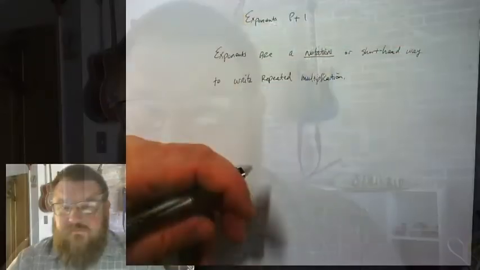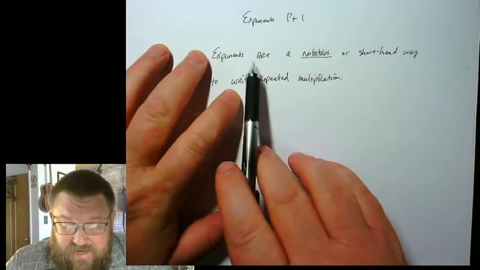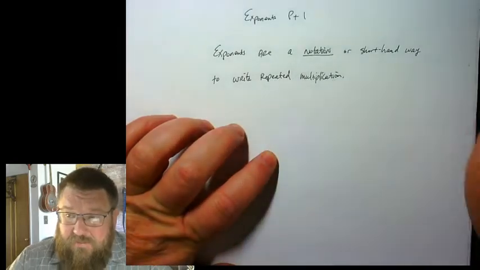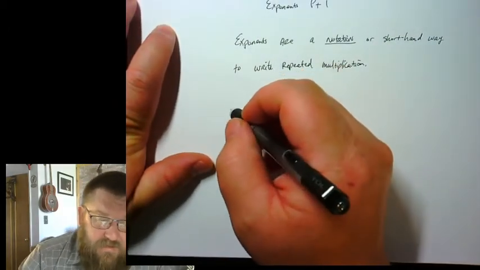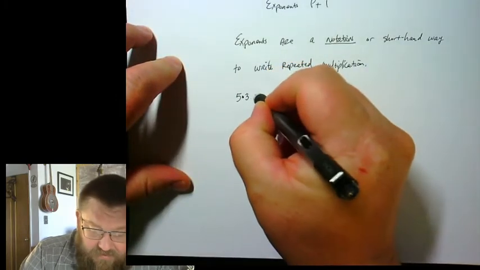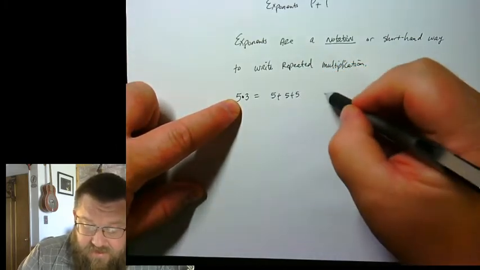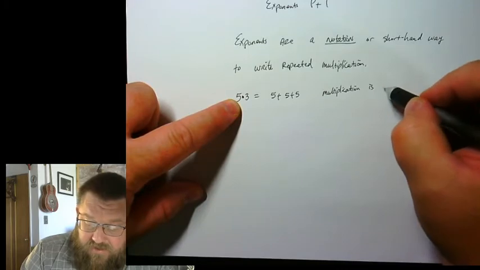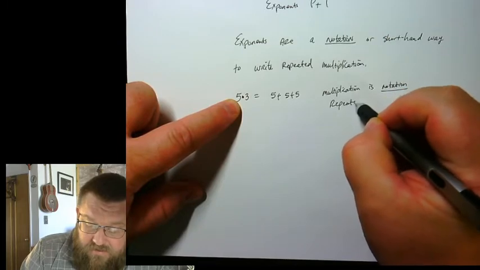Here we go. We're going to be talking about exponents today. Here's the thing. Math is a written language. Now, exponents are just a notation for writing repeated multiplication. So first of all, check this out. We could have 5 times 3, and that would be 3 fives added. That'd be 5 plus 5 plus 5. So in a way, multiplication is repeated addition. It's a notation, a shorthand way of writing repeated addition.